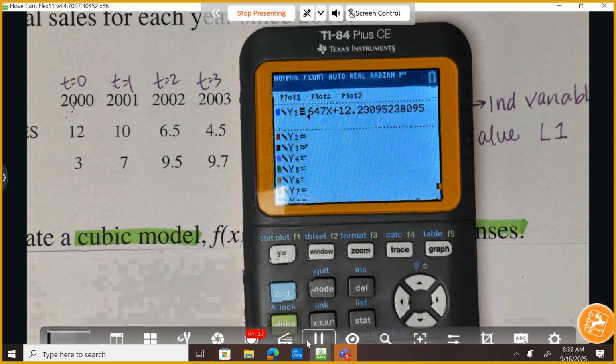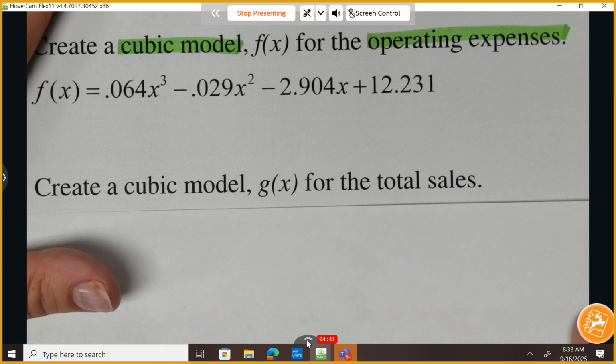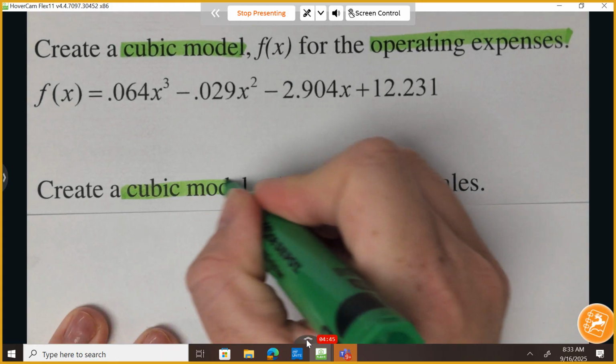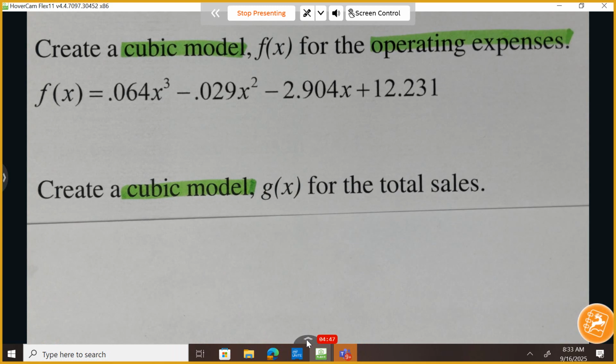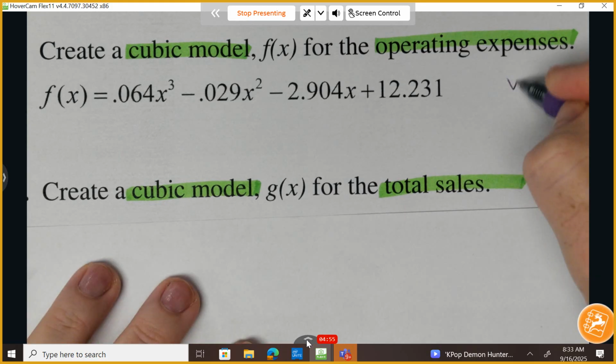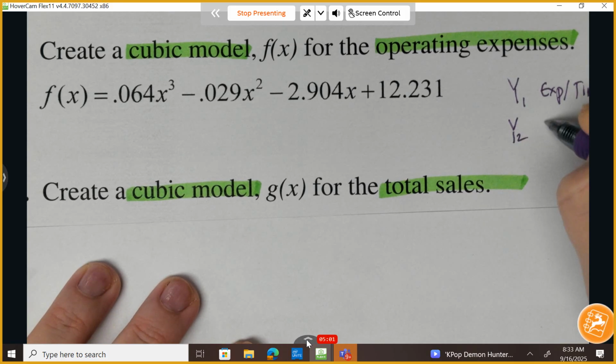So everybody else, we're going to go on to our next task. Do not erase anything. We're now going to create a cubic model using the regression capabilities in our calculator for total sales. So if you're in class, on the board I wrote this down because this is key, and I asked you to do the same. My first equation was based on expense over time. My second equation is going to be based on sales over time.